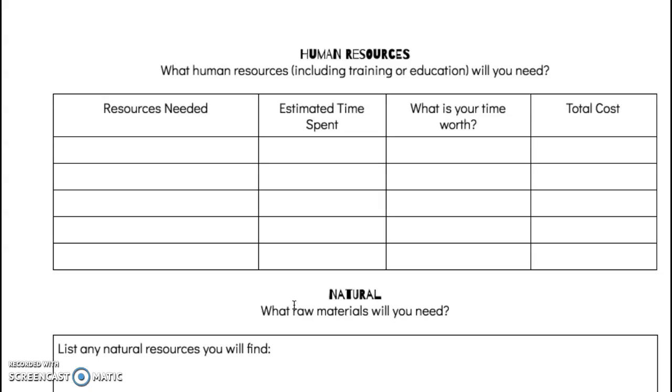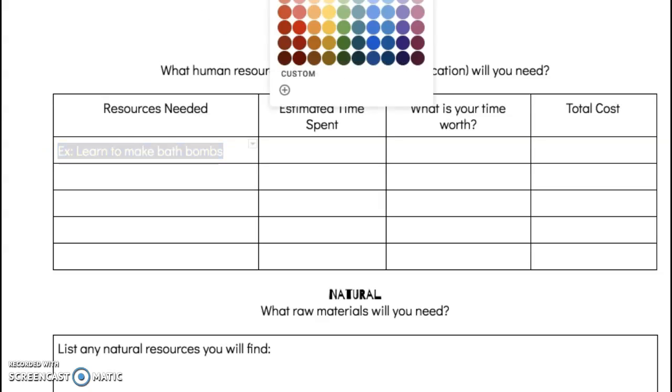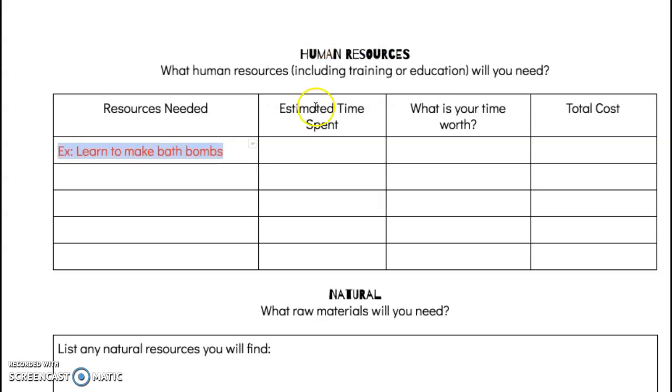For me, my main resource is going to be the time that I use to learn to make this. So I'm predicting that for me, I'm going to need to learn how to make bath bombs. And I bet that I could do that. I can practice it in probably about 3 hours. Right? So I'm saying, okay, I think it'll take me about 3 hours to learn this skill. That's my human resource. The next part is you've got to put a price on your time.